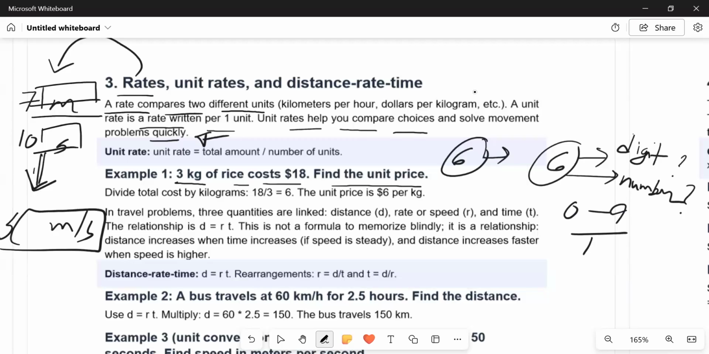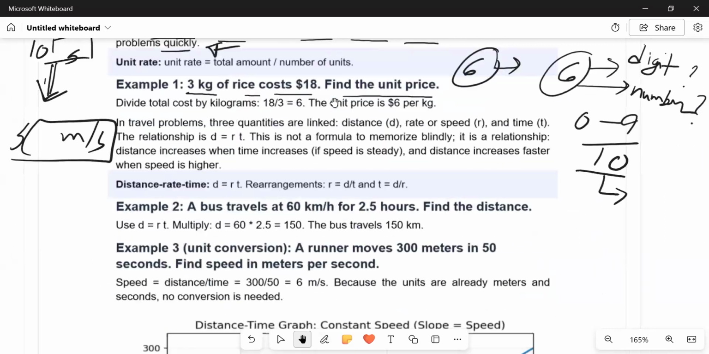If I had to call 10, is it a digit? No, it's a number. It is a 2-digit number, but we cannot call it a digit because in mathematics we have only 10 digits from 0 to 9. Other than that, all of the others are called numbers.